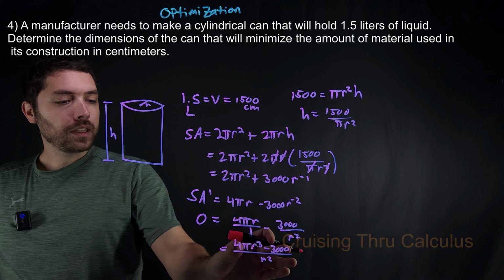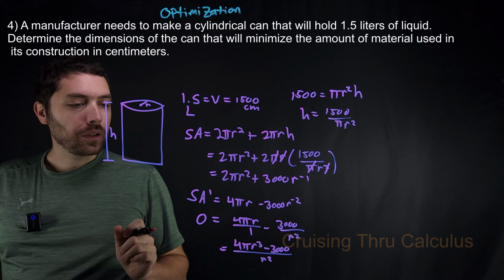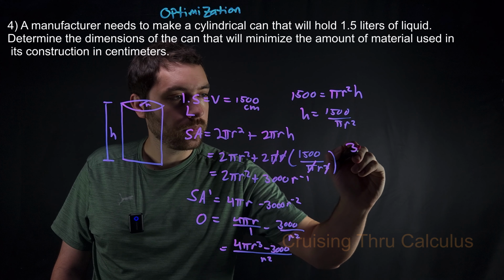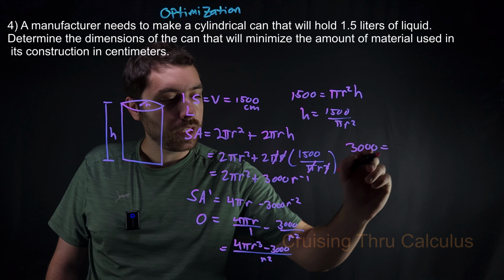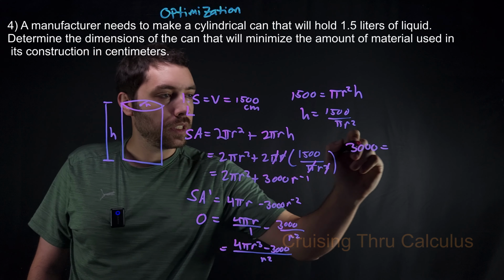Now, when you have something like this set equal to 0, you don't need to worry about the denominator. You only need to worry about the numerator. So what we're going to do is we're going to take the numerator and set it equal to 0 here. Now, I am kind of skipping a step here. If we set the numerator equal to 0, I'm going to add the 3000 to the other side.